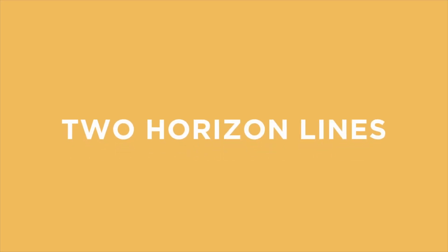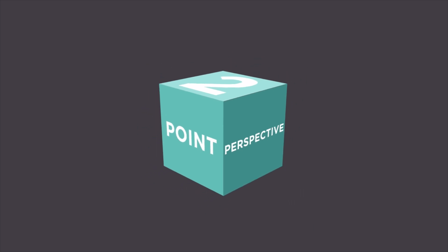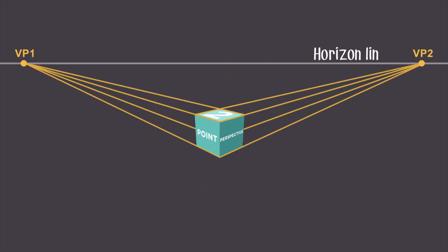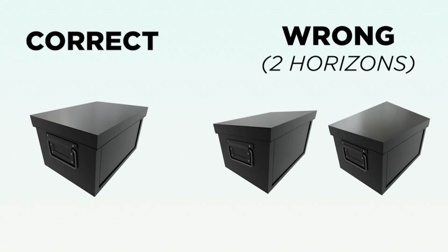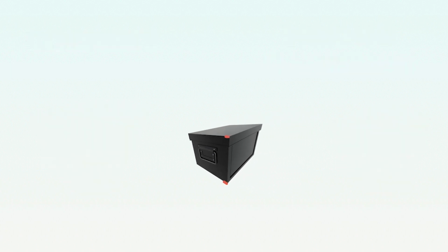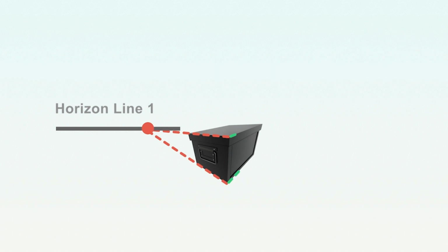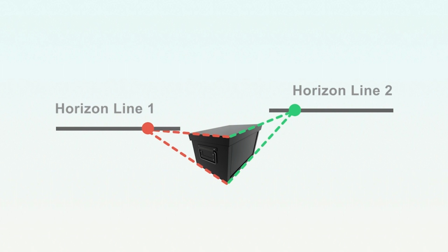Two horizon lines. 2-point perspective will always share the same horizon line, but people often mix this up. What you get is a distorted looking box, like this, or this. The perspective lines on one side of the box go to the first horizon line, but the perspective lines on the other side go to another vanishing point on a different horizon line.